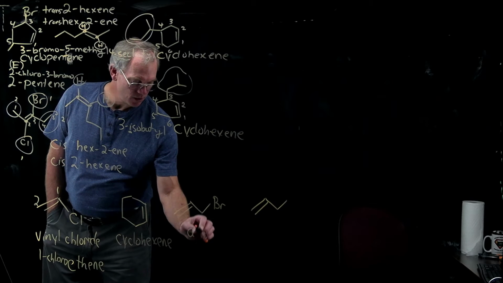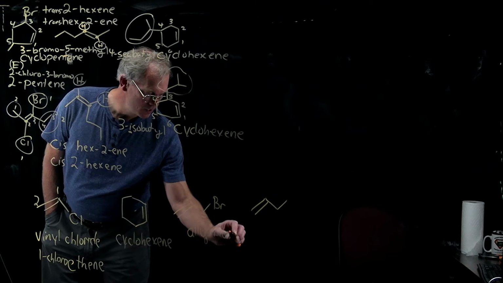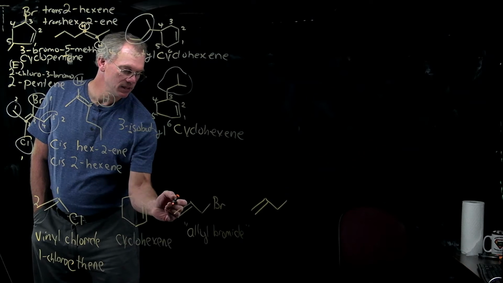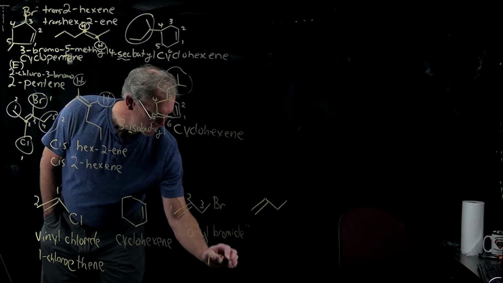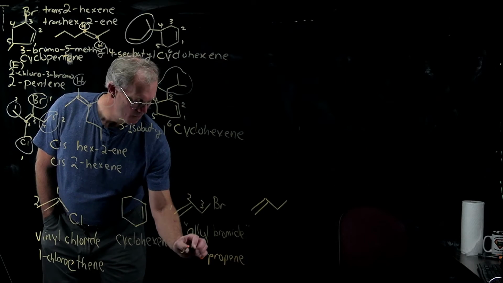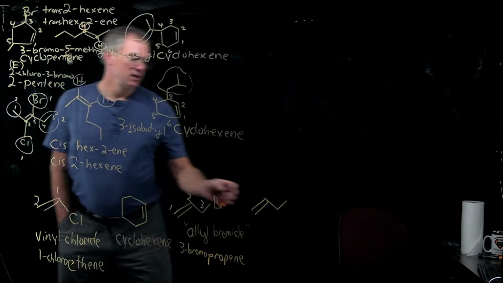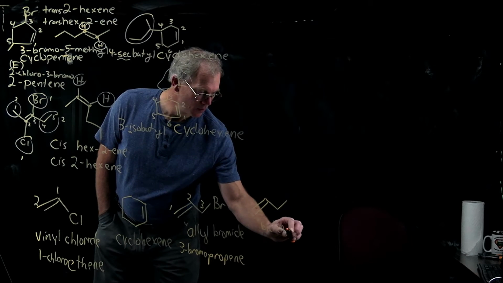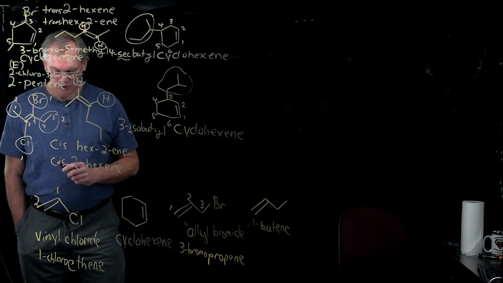This is commonly called allyl bromide. If we were going to systematically name it, it's a propene, and it's a 3-bromo. And then lastly, this 4-carbon unit is butene, or if you want, you can say 1-butene.